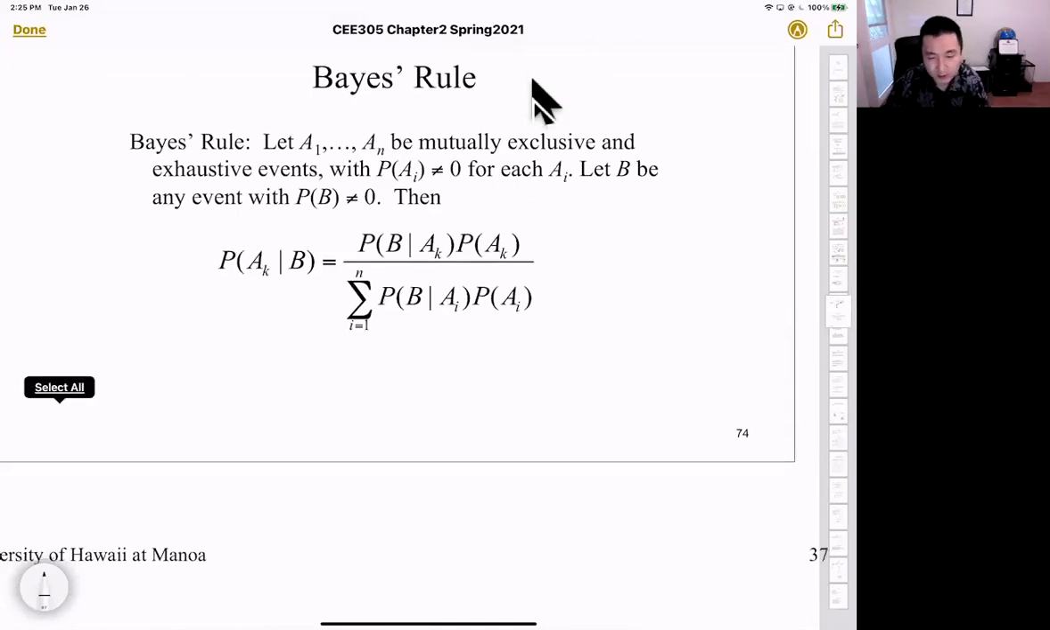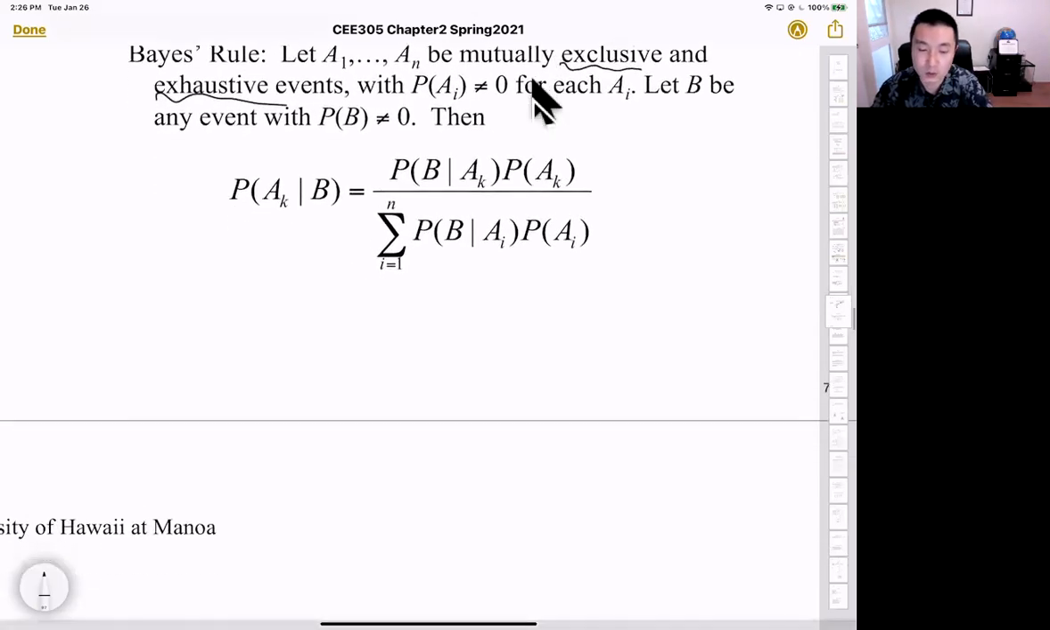So Bayes' rule tells us that when we have n events, A1, A2, ..., An, which are mutually exclusive and exhaustive, and each P(Ai) is not equal to 0, and B is any event with non-zero probability, then this equation holds true: P(Ak given B) is equal to P(B given Ak) times P(Ak) over this sum. What does this equation mean?